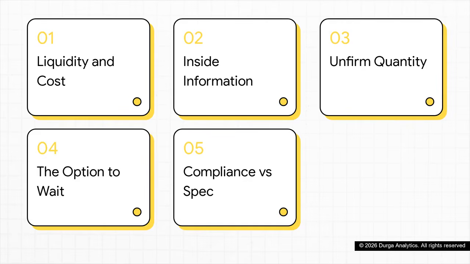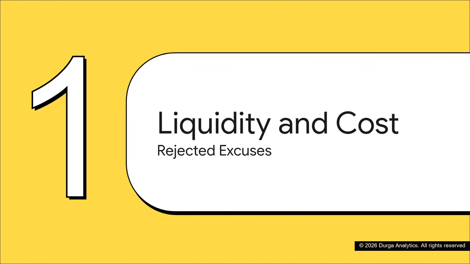And finally, we'll see how the compliance and speculative books diverge when faced with all of this. All right, let's jump right in with our first section, the rejected excuses: liquidity and cost.